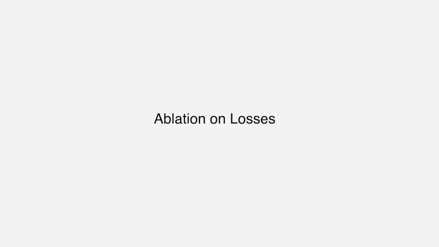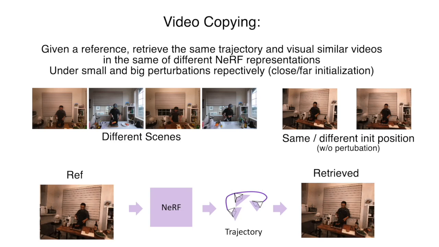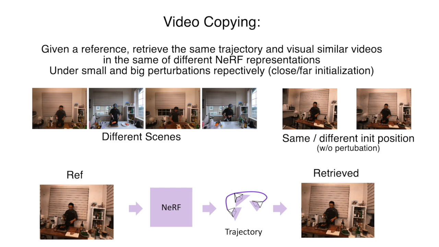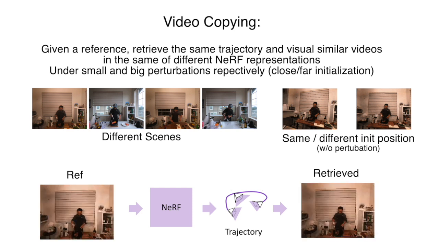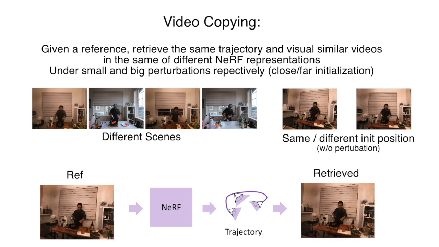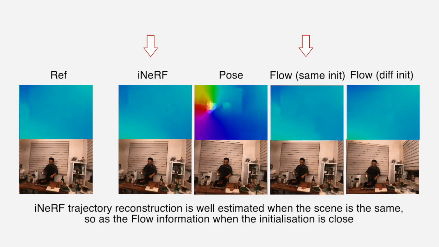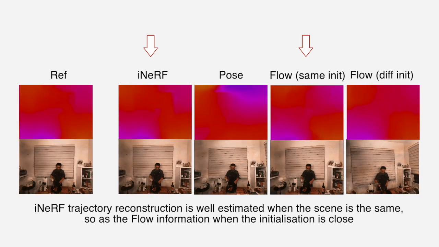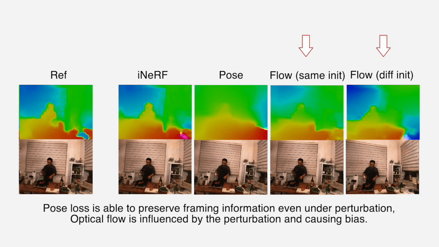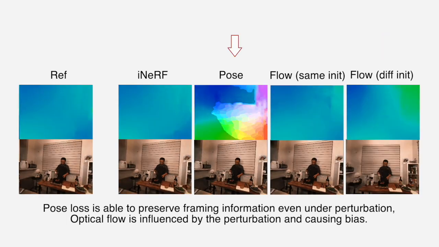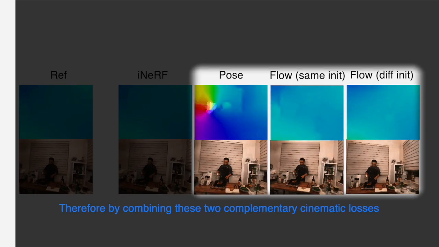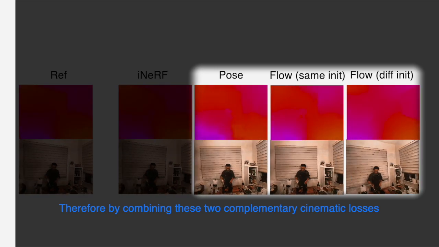Here we show results of ablation on loss. We carry out our ablation by a video copying task. The idea is to retrieve similar image sequence results from a generated reference clip in the same or different NeRF scene, with close or far initialization position to show the perturbation level. Under the same scene, a NeRF-based method works well, as does the optical flow method when the starting point is the same. A drift can clearly be noticed on the flow method with different initialization positions, but is not observed in the pose. We combine flow and pose methods, one supporting composition and another guiding the relative motion.